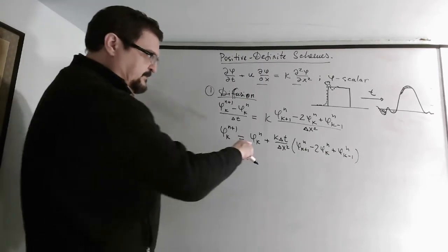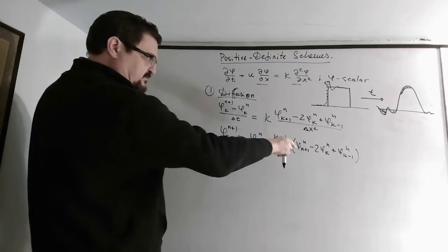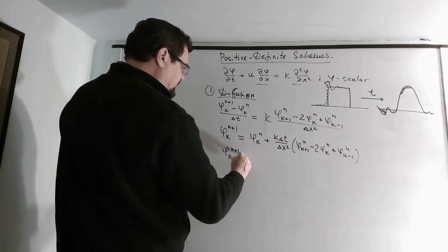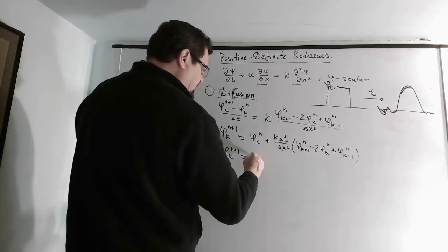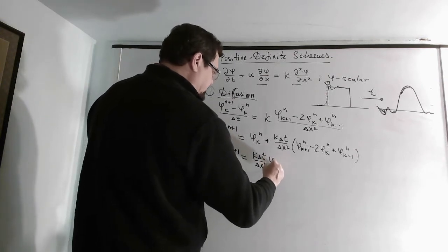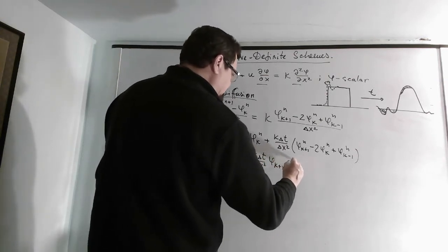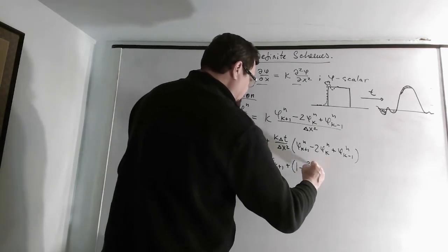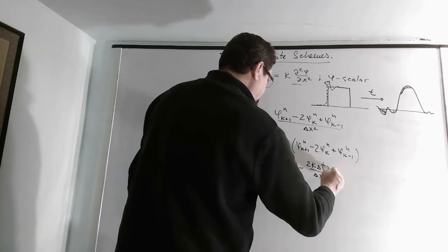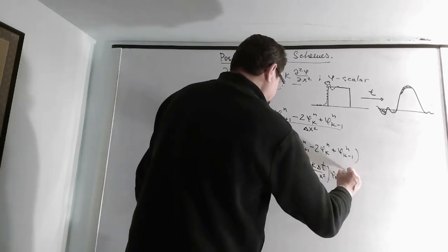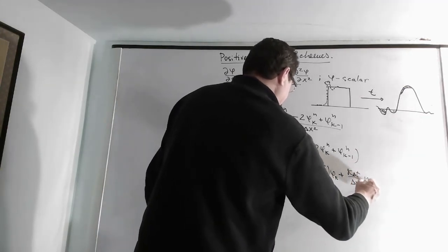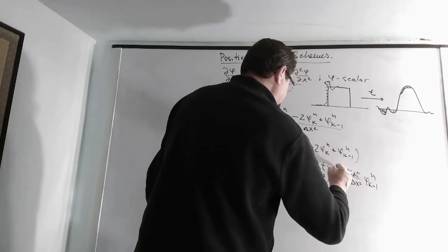So now let's combine these index variables with index k. We have phi k n plus 1 equals k delta t divided by delta x squared phi k plus 1 n, plus 1 minus 2 k delta t divided by delta x squared phi k n, plus k delta t divided by delta x squared phi k minus 1 n.